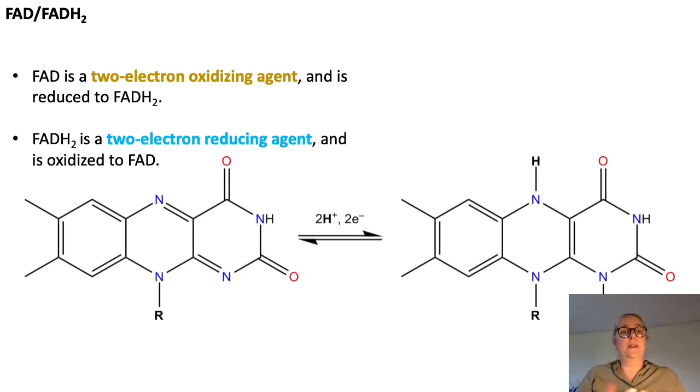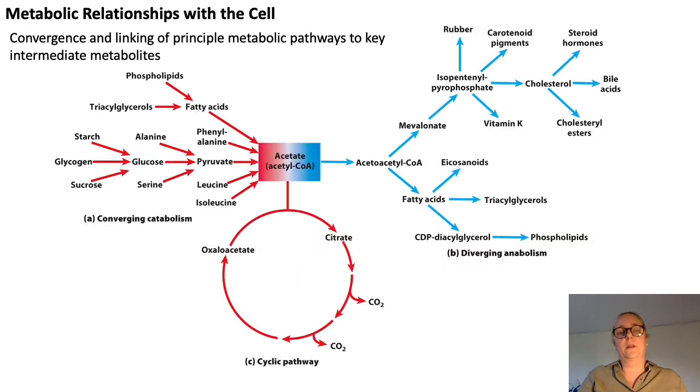We need to know about these energy molecules because they play an important role in those metabolic pathways. And we're going to be discussing these metabolic pathways in the coming sessions. So the metabolic relationships within the cell essentially allow energy to be made, but also the metabolites to be made in the cells. And there are different pathways. There's a kind of convergence or linking of those different pathways, which then gives those key intermediate metabolites.